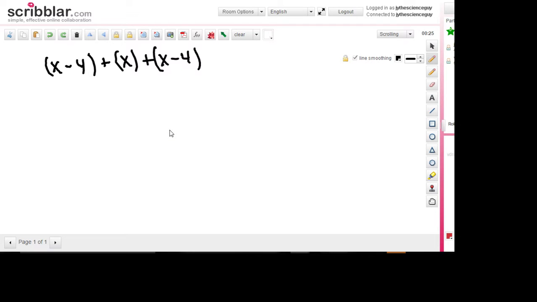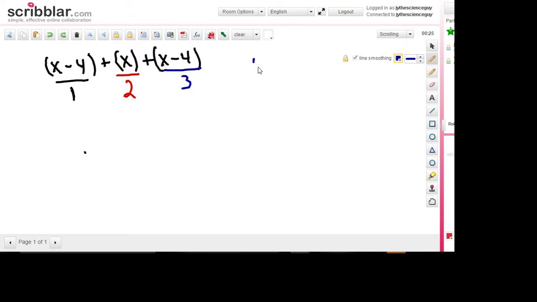Okay. So our first number was this one, x minus 4. That represents our first number. And then this represents our second number. And then this one represents our third number, x plus 4. If I want to find the sum of those three numbers, what do I do to them?